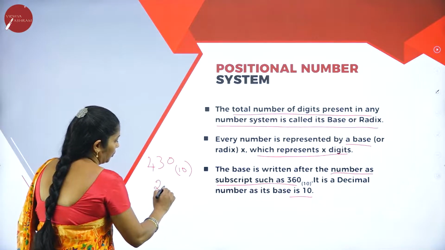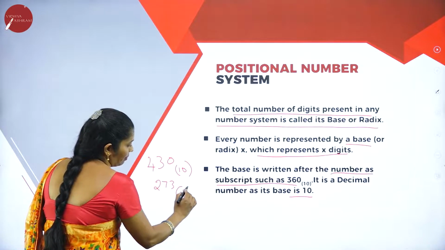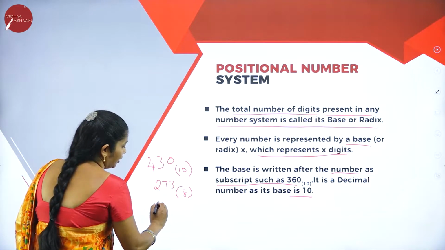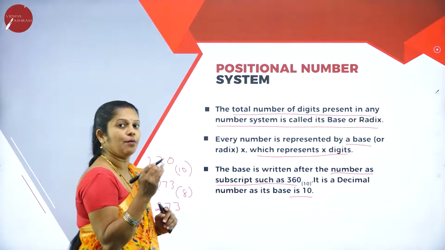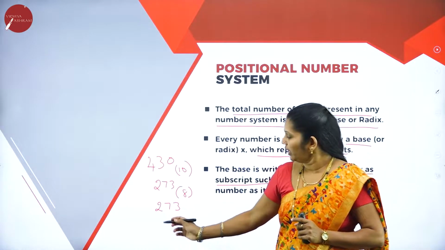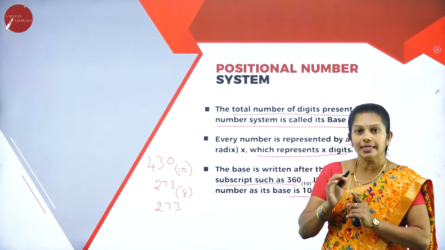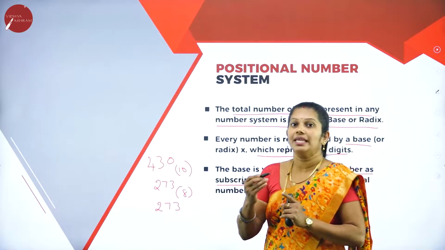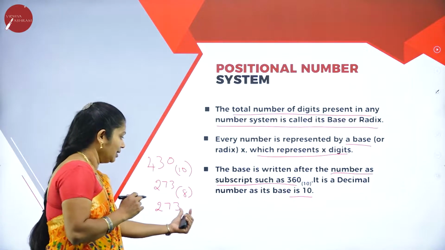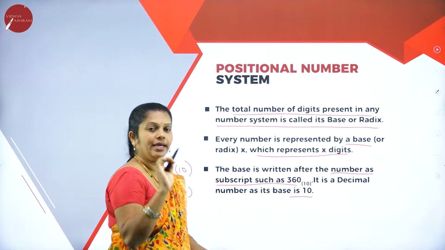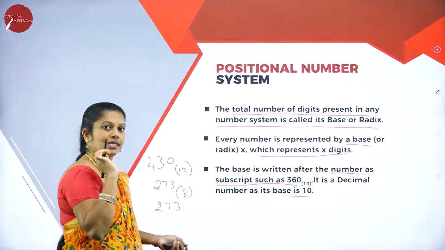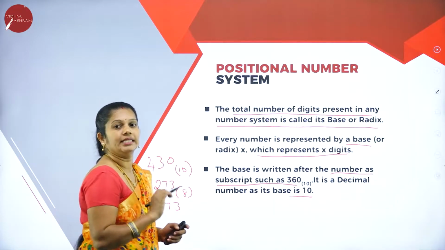For example, 273 with the base written as 8 is an octal number system. But if I just write 273, which type of number system is it? Because I have not mentioned the number system, by default, if we have not mentioned any radix, it will be taken as a decimal number system. Then 273 is considered a decimal number if you have not mentioned any radix.